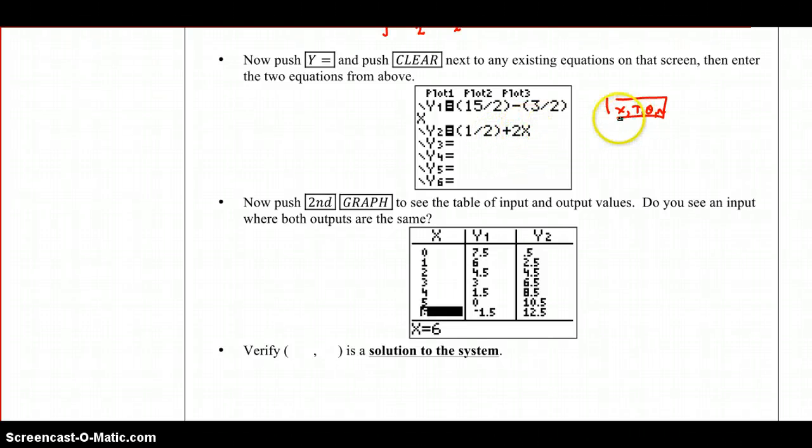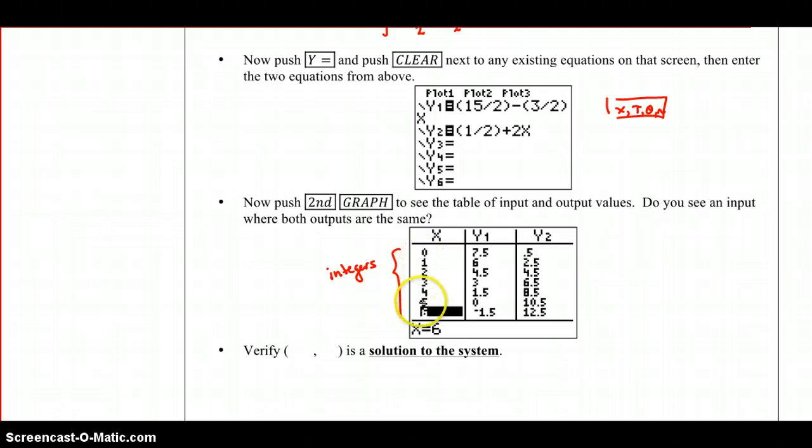And again, to type our x, we're going to push the button that looks like this. All right, so now we have our two equations in there. So to see the table feature, we're going to push second graph to see the table of input and output values. And in the last unit, we set this so that these were integers. We can set them to different values, but we had set these to increment by 1 starting at 0.